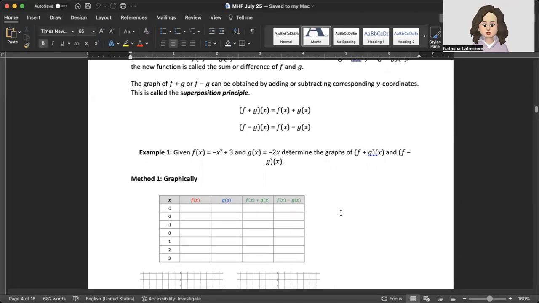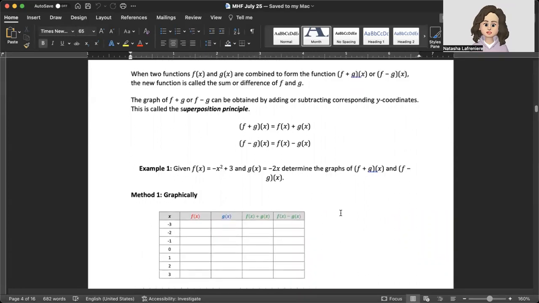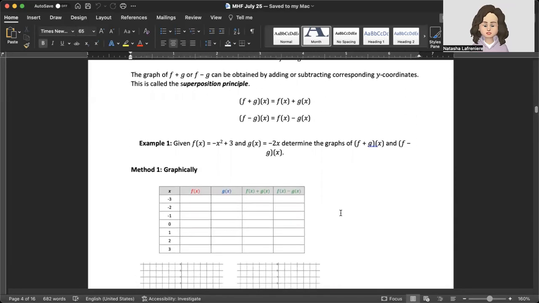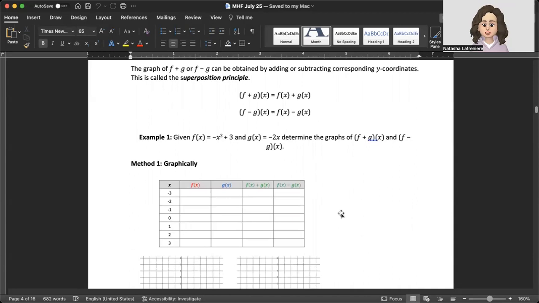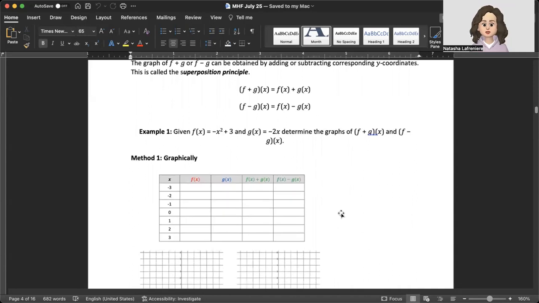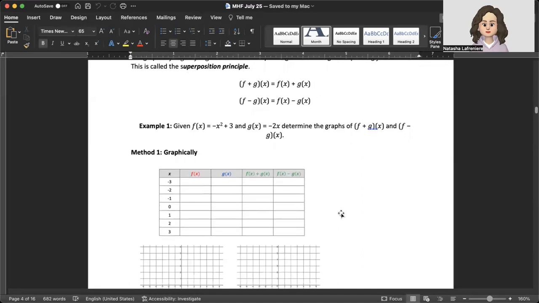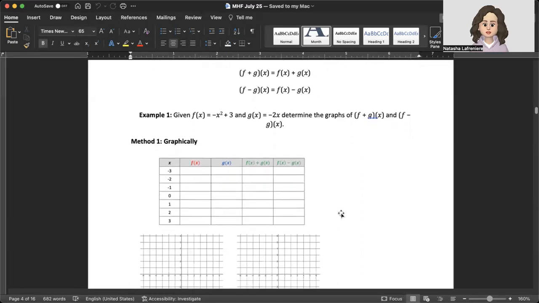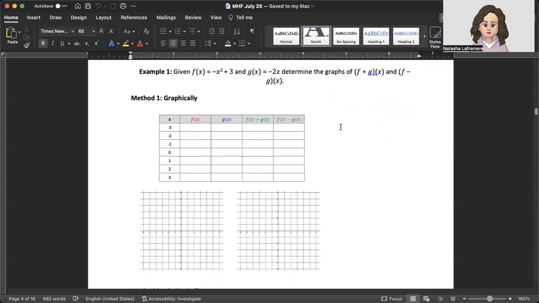So the graph of f plus g, or f minus g, can be obtained by adding or subtracting corresponding y coordinates. This is called the superposition principle. So you've got the sum of f and g, where you do your whole equation and find your y. You do that number and then plus the other number, or you can subtract them. It's not as complicated as it's made out to seem.